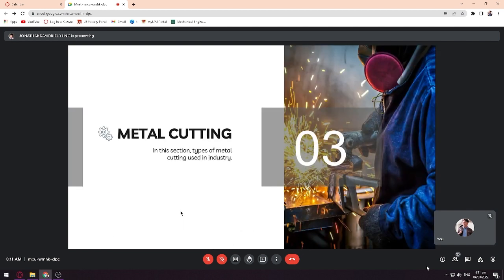And next is metal cutting, which will be reported by my groupmate Zoren.